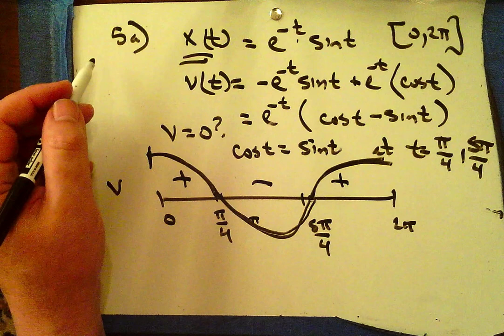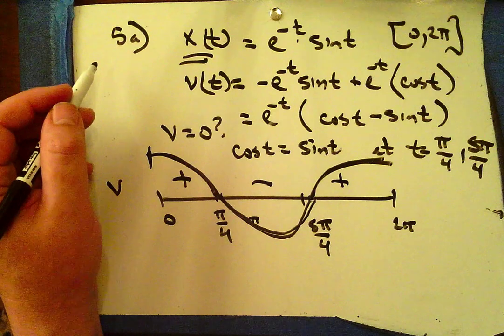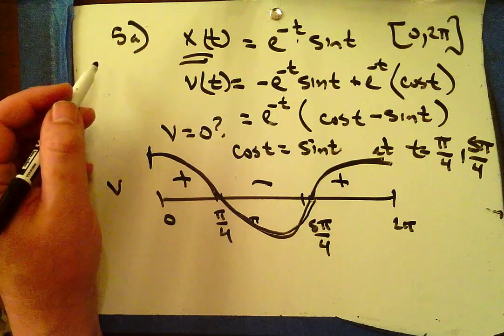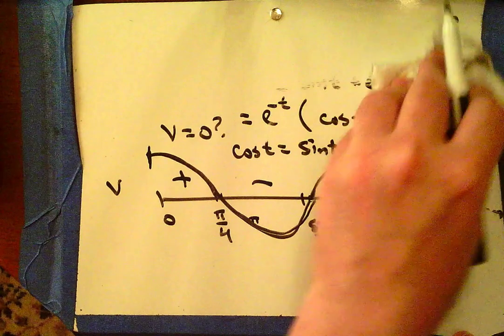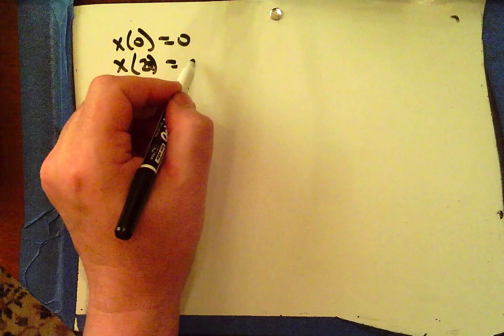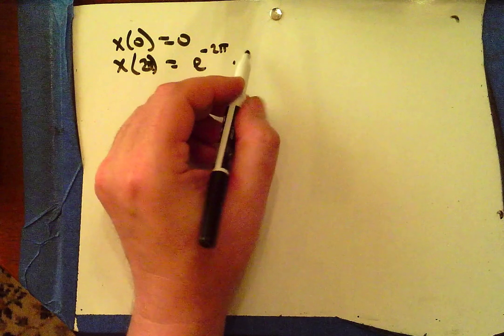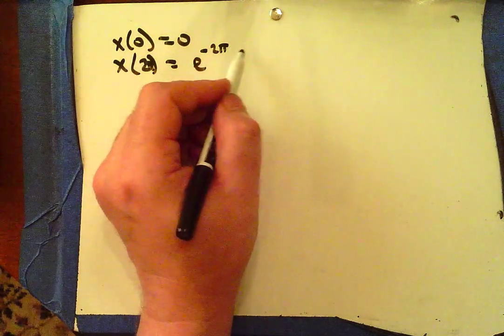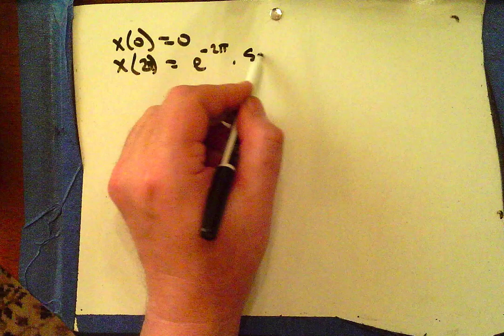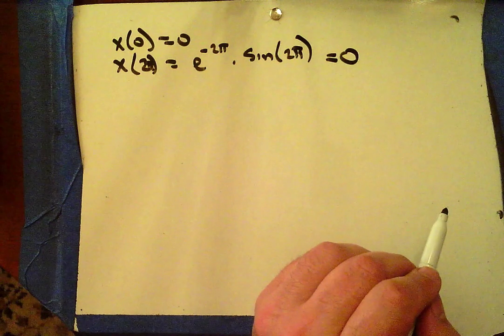So I think I actually want to use a candidates test here and find position at each of these different locations. They did give me an initial position. No, they did not give me an initial position. So x of 0 is 0. Okay. So let's find our positions at these different places. X of 0 equals 0. X of 2 pi equals e to the minus 2 pi times sine of 2 pi. Well, the sine of 2 pi is 0, and so I'm back at 0 again.